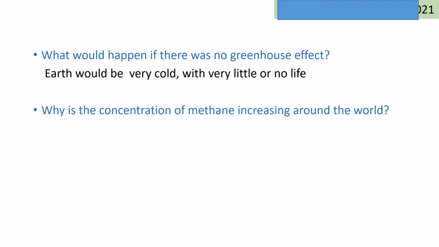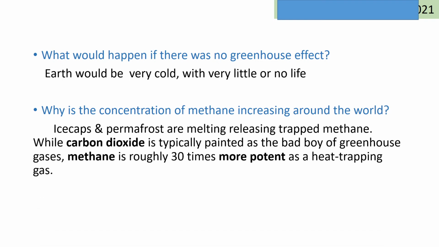And then why is the concentration of methane increasing around the world? So remember we talked about in that cycle, you have permafrost melting. So these ice caps and permafrost actually have trapped methane in them. And so when they melt, they actually release methane. Methane is 30 times more potent at heat trapping than carbon dioxide. So it is incredibly bad, this melting permafrost.